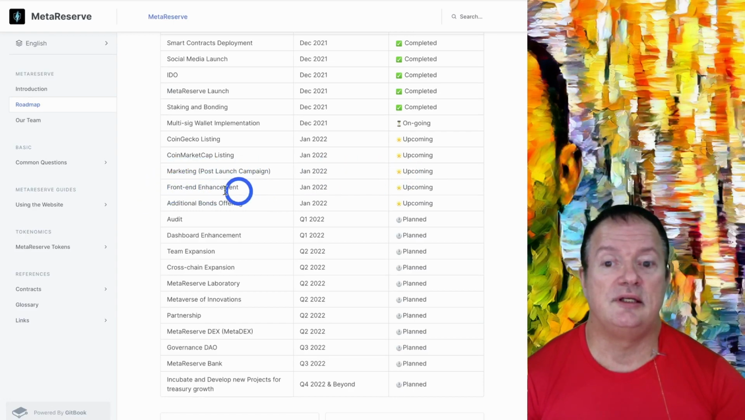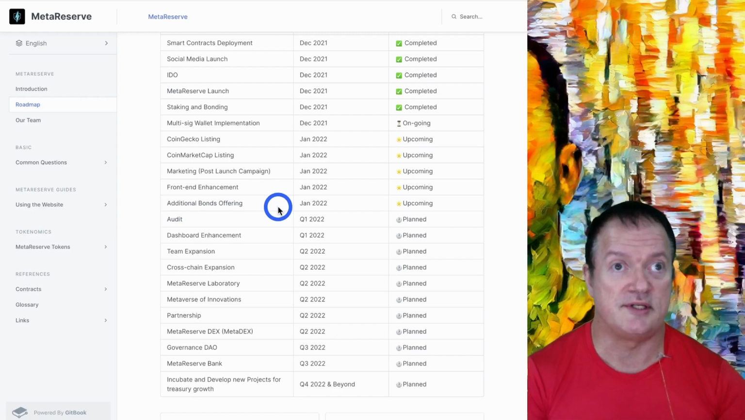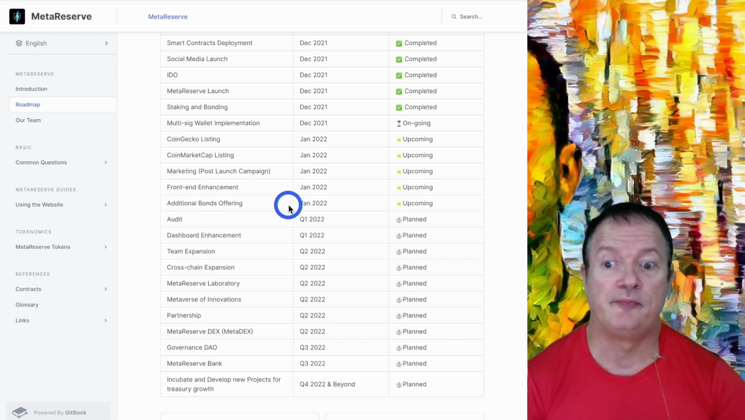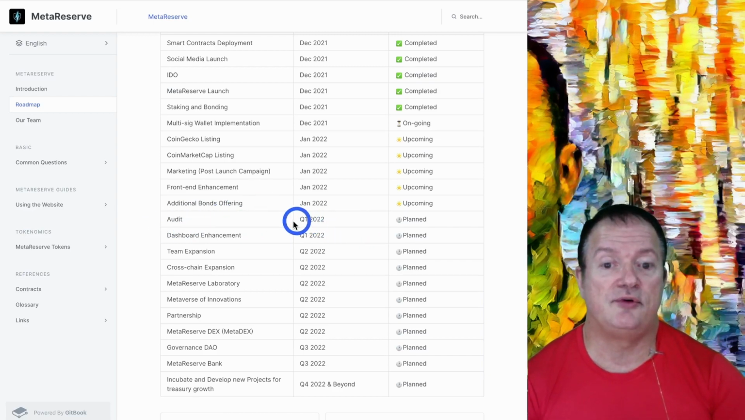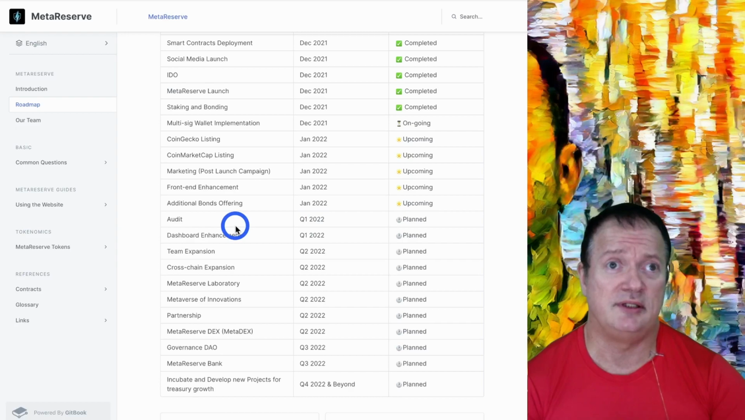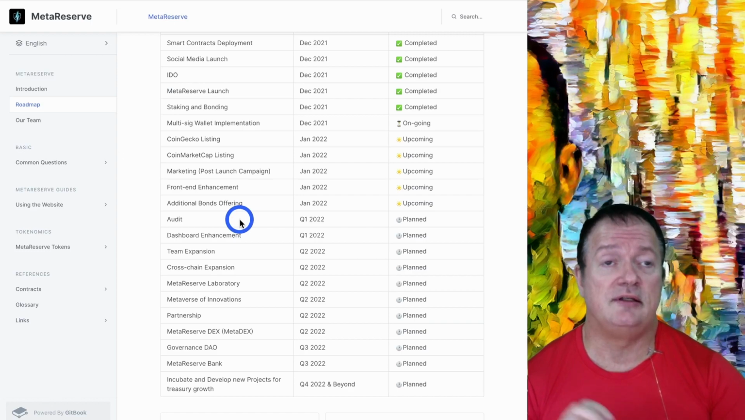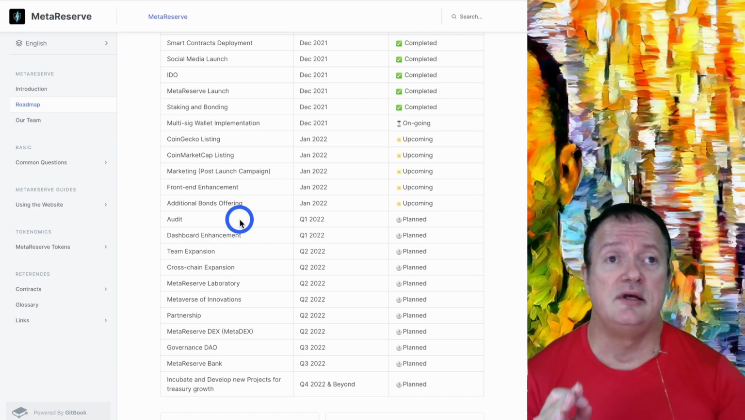They're going to enhance the website somewhat and offer the different kinds of bonds as well. Right now it's only two. That is planned for Q1, so I'm really hopeful that they're going to announce which company they're getting their audit from. Hopefully that's going to be done soon, because I really believe in audits, okay?